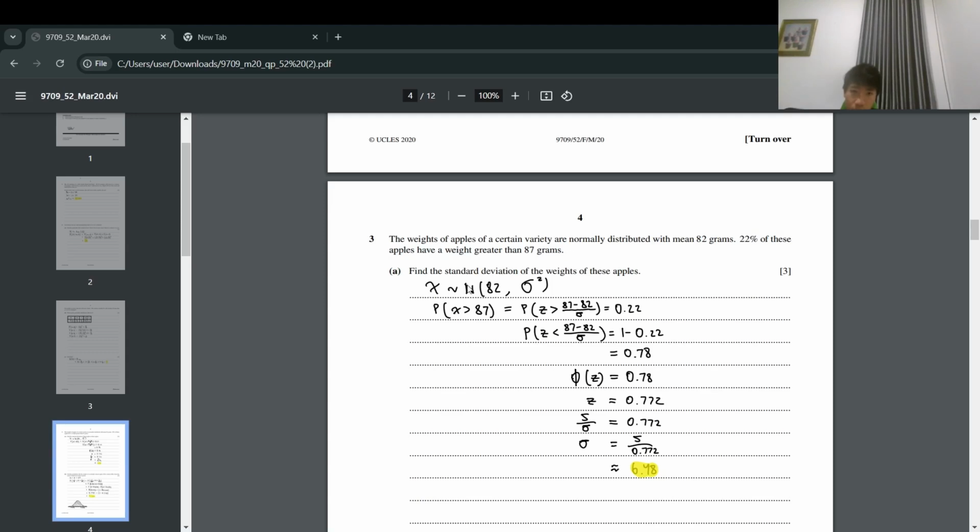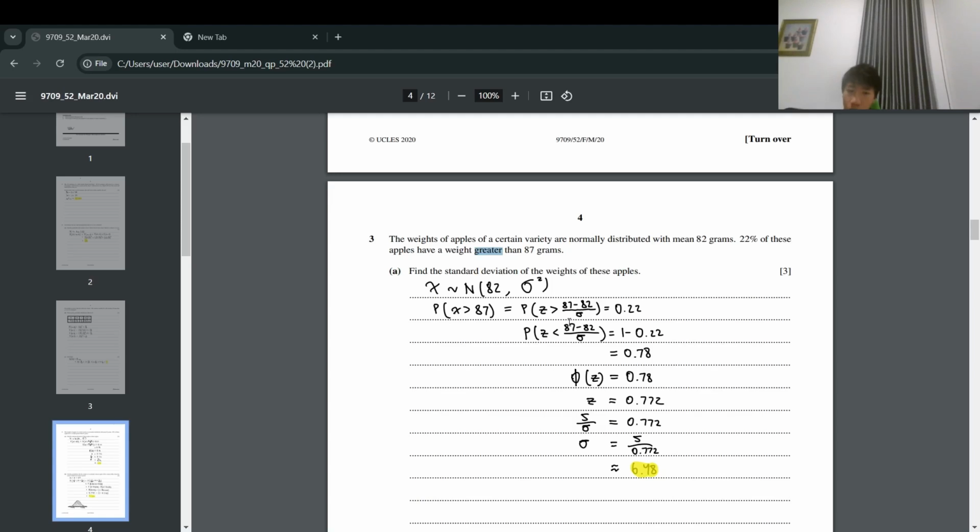Okay, so P(X greater than 87 grams), which is the weight, and it's greater, so we use this symbol right here. So probability of Z greater than 87 grams, we can use the formula of x minus the mean over the standard deviation. So 87 minus the mean, which is 82, over the standard deviation, which we haven't found yet, which is 0.22.